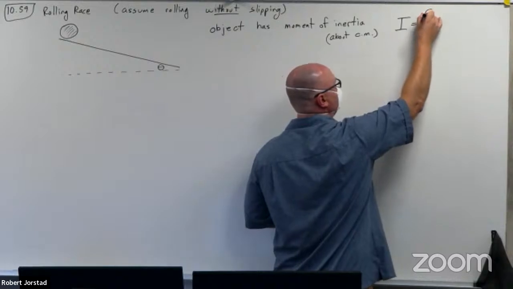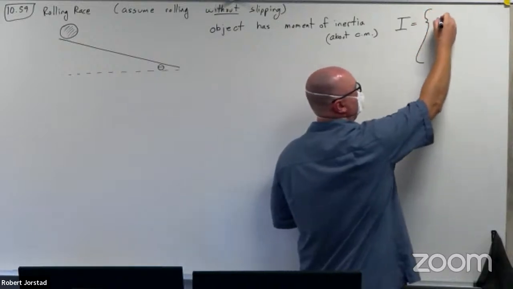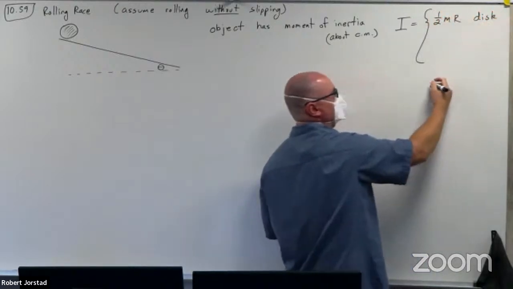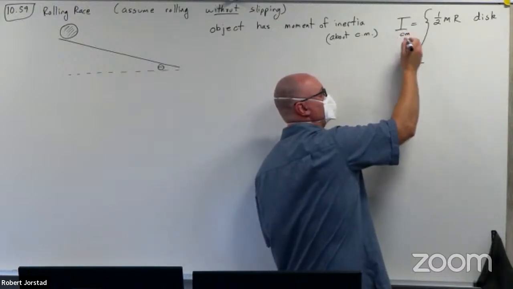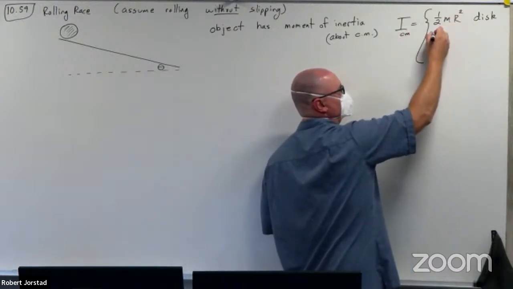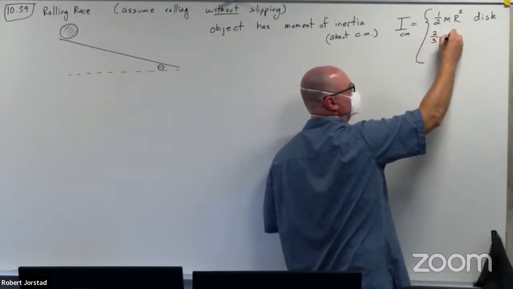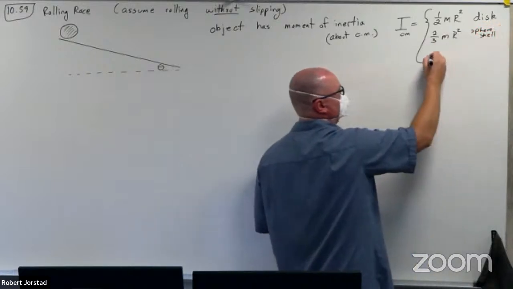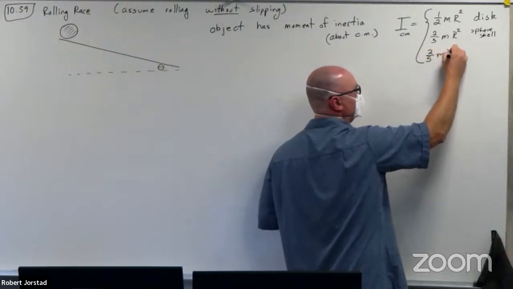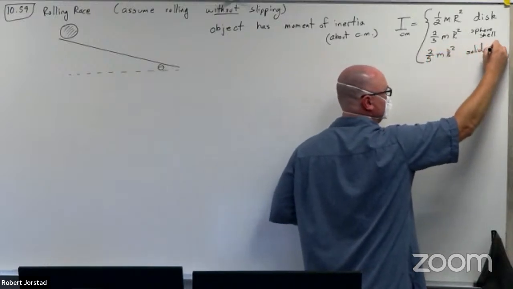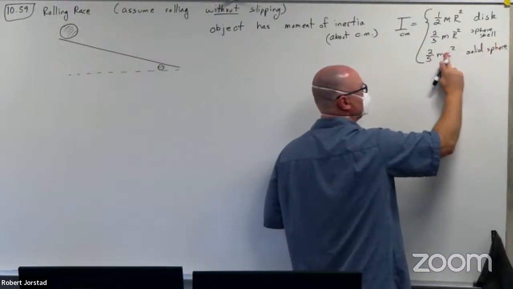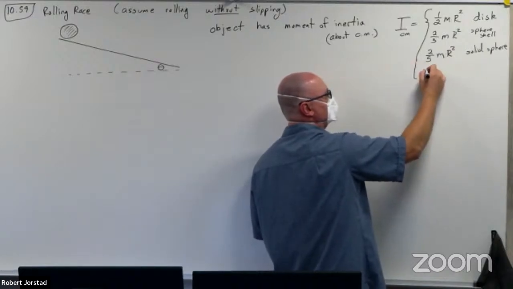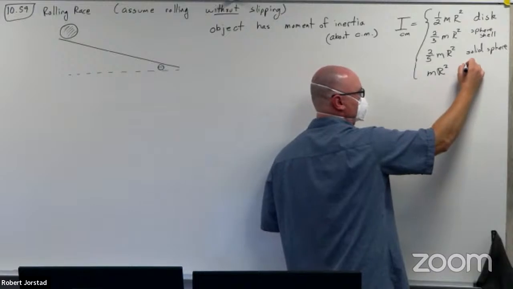If it helps, I'm going to point out a disk is 1/2 mr squared. That's a disk. And these are all about the center. A spherical shell is 2/3. Solid sphere is 2/5. And just mr squared is a thin ring.